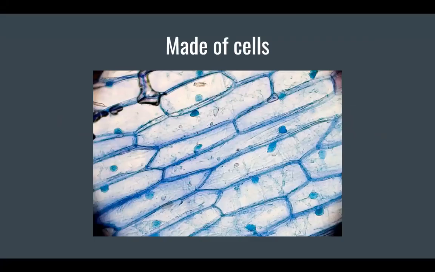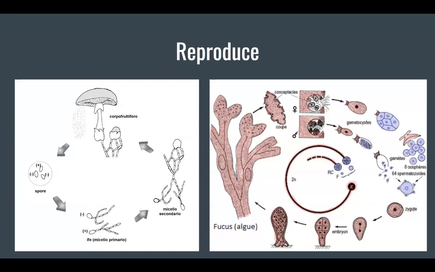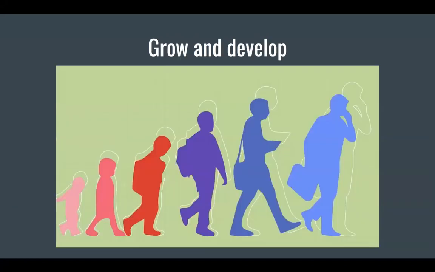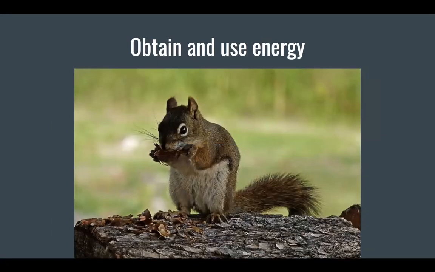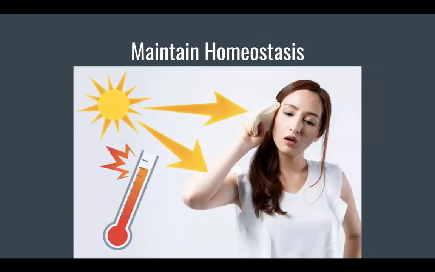Any living thing is made of cells. It reproduces its own kind. You know, a tree will have a baby tree. A person will have a baby person. It grows and develops from very small to bigger to its full size. It obtains and uses energy. This refers to food. Food can be different for different organisms, but it has to obtain energy and then use that energy for a process or processes.